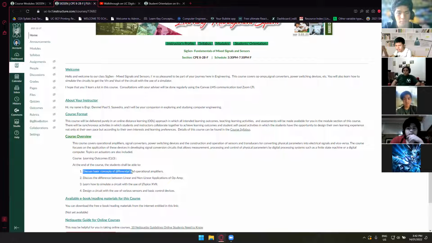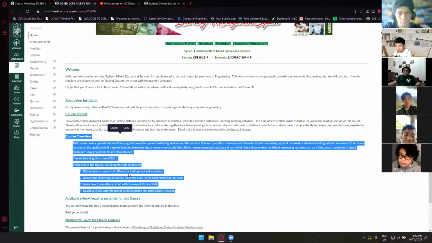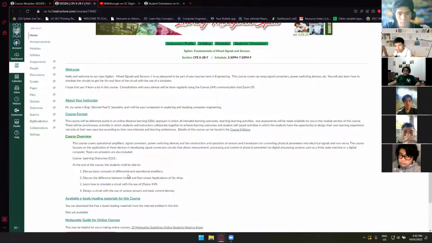For the CLO, or the course learning outcomes, we will discuss the basic concepts of differential and operational amplifiers, discuss the difference between linear and non-linear applications of op-amps, learn how to simulate a circuit with the use of LTspice, and lastly, design a circuit with the use of various sensors and the basic control devices. Those are things that you are going to learn after finishing this course.